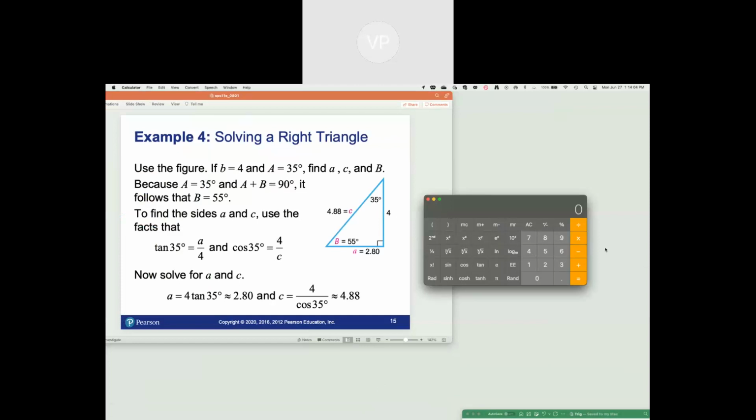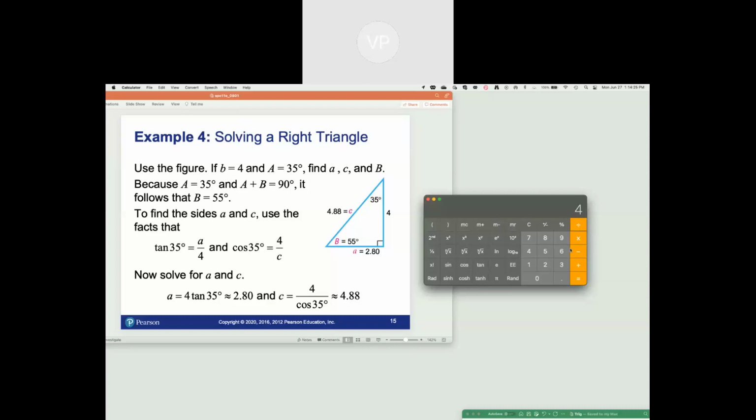Now for the other one, this is a little tougher. You can say 4 divided by 35 cosine, but realize on most calculators, the moment you hit cosine, you're taking the cosine of 35 degrees. That's what this is. You have to hit the equals to finish the division. That's how we get the 4.88.